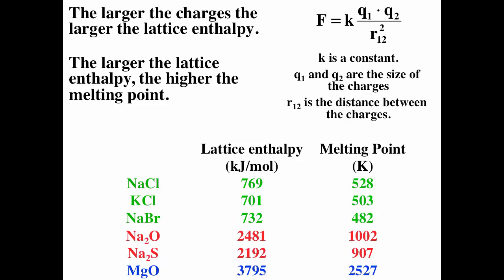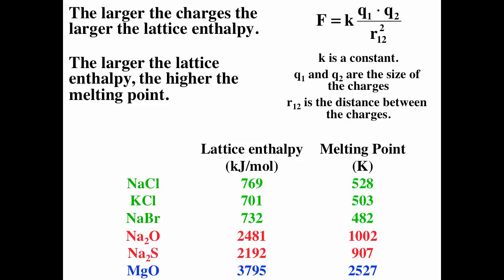Now, the most important consideration is this absolute value of the charge of the ions. And so if we look on the table, we see we have magnesium oxide, and so we have a +2 ion and a -2 ion. And again, we're only looking at the absolute value of the charge. And so the magnesium oxide has the largest lattice enthalpy, has the largest melting point. Now, if we look at sodium chloride, potassium chloride, and sodium bromide, they're all composed of +1 and -1 ions. And so they have the smallest lattice enthalpy and smallest melting point. Sodium oxide and sodium sulfide are in between because it's a +1 and a -2 ion.